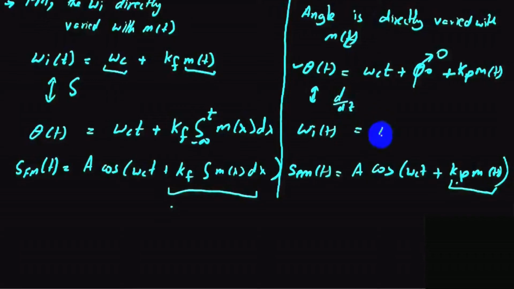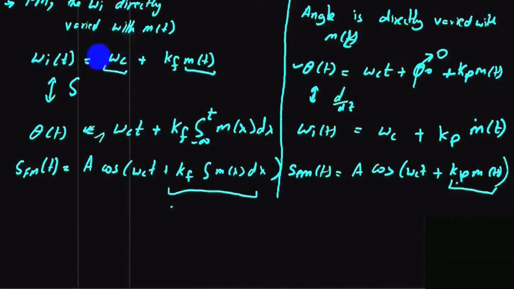So that would simply give us wc plus kp, which is constant, so it will come out of the derivative, but now we have m dot of t. So this is something that we will get. So we have now all the relationships. We have the instantaneous frequency, the phase, and the transmitted signal. And similarly for PM, we have the angle, the instantaneous frequency, and the transmitted signal.